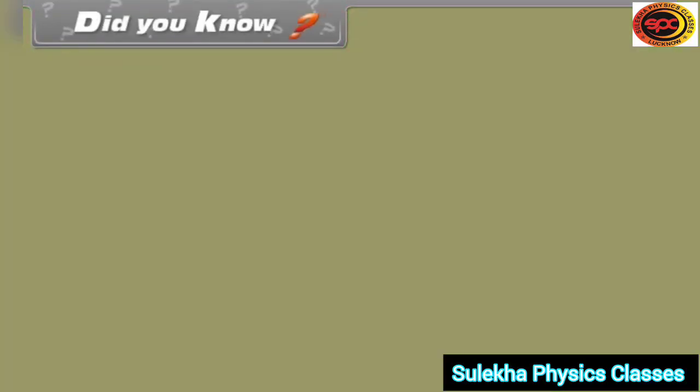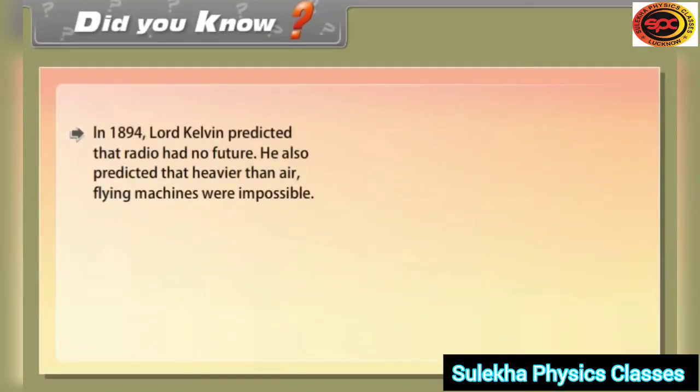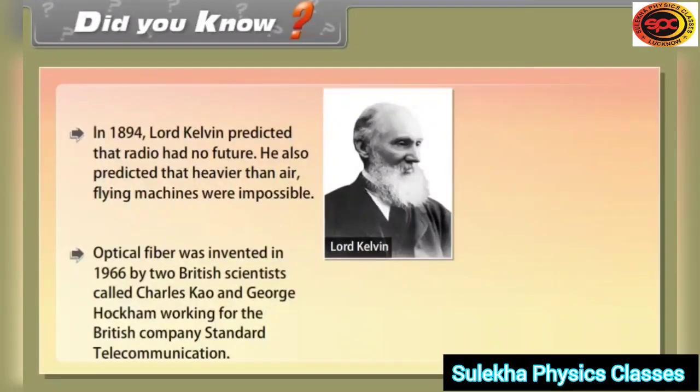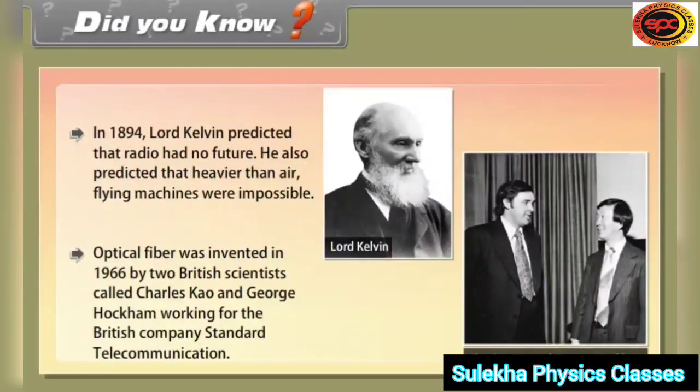Did you know? In 1894, Lord Kelvin predicted the radio has no future. He also predicted that heavier-than-air flying machines were impossible. Optical fiber was invented in 1966 by two British scientists, Charles Kao and George Hockham, working for the British company Standard Telecommunications.